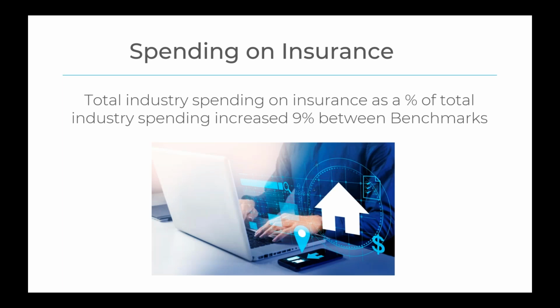All right, so as a fourth and final example, we did take a look at total industry spending on insurance as a percent of total industry spending. When looking at that, we saw an increase of around 9% between benchmarks. And that tends to be what we would expect as risk increases globally from forces like climate change, for example. Generally, we've seen basically assessment of increased risk on assets in many sectors.